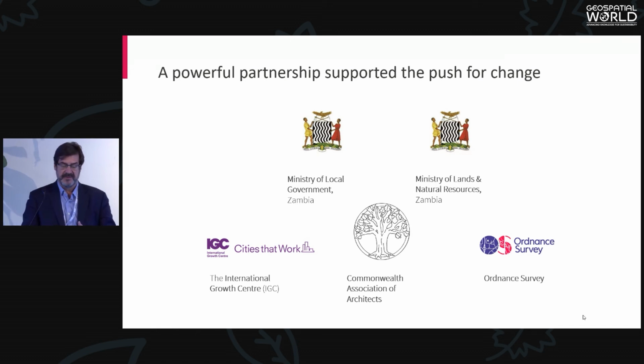We then combined with the International Growth Centre, an economic policy organisation based out of the London School of Economics. They brought that power of the policy agenda. They understood the policies, they understood the challenges that were faced by the Ministry of Local Government. And finally, the Commonwealth Association of Architects were there, really understanding the skills gap on the ground. In many countries across the world, it's not just the spatial data and the evidence that's missing, it's also those skills, the planners, the architects and others that are required to help develop these challenges.